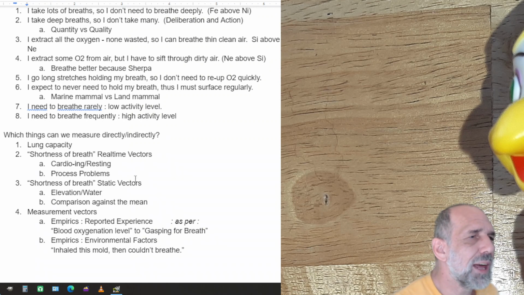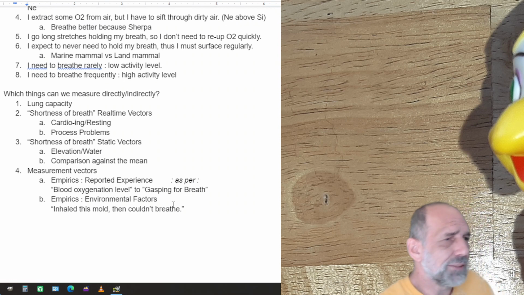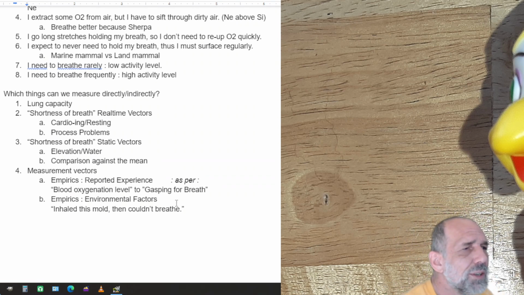Shortness of breath, static vectors. It could be that the reason you're short of breath is because you're way up high or underwater. Or it could be the reason you're short of breath is because compared to other people, you can't run as far before you get winded. Measurement vectors. Empirics: reported experience as per blood oxygenation level to gasping for breath.